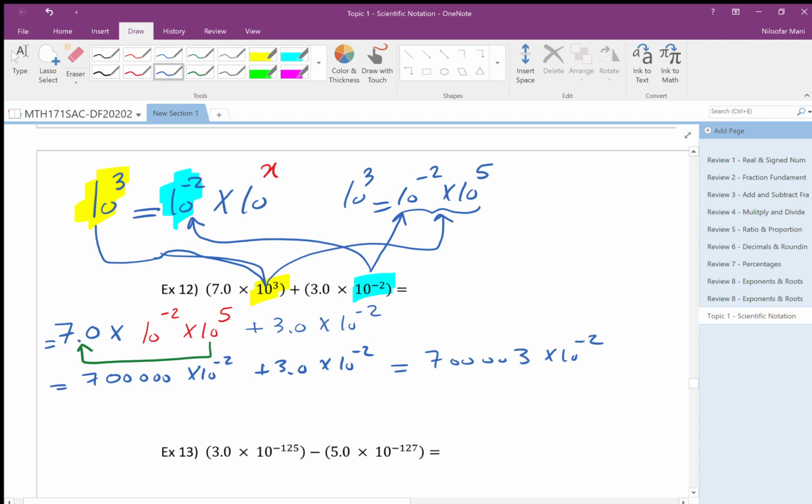Now, can I change to scientific notation? Yes. I put the dot here and move 1, 2, 3, 4, 5. Okay, so it is 7.00003 times 10 power 5 multiplied by 10 power minus 2, which is 7.00003 times 10 power 3.